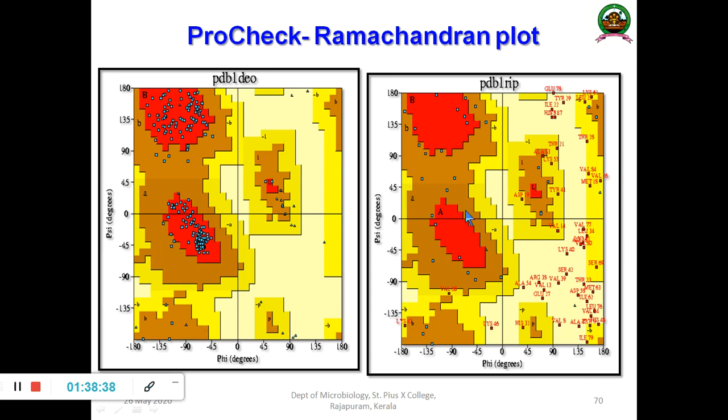However, here you can see most of the residues are in the white region. So obviously there are a lot of energy clashes, the secondary structures will not be proper, and it will not give a good quality structure. That is the importance of the Ramachandran plot.